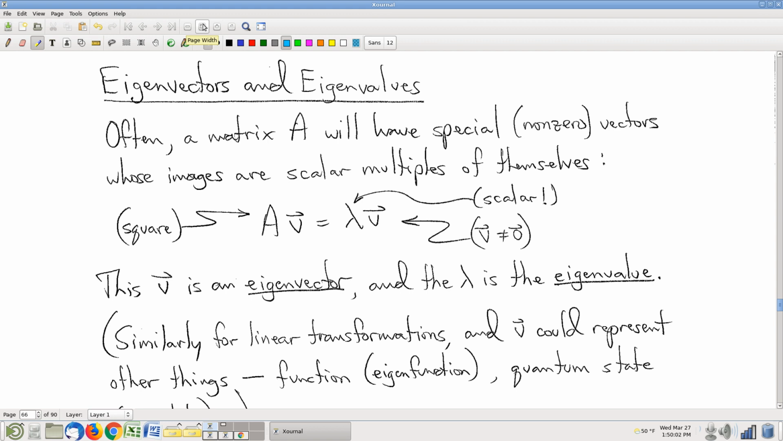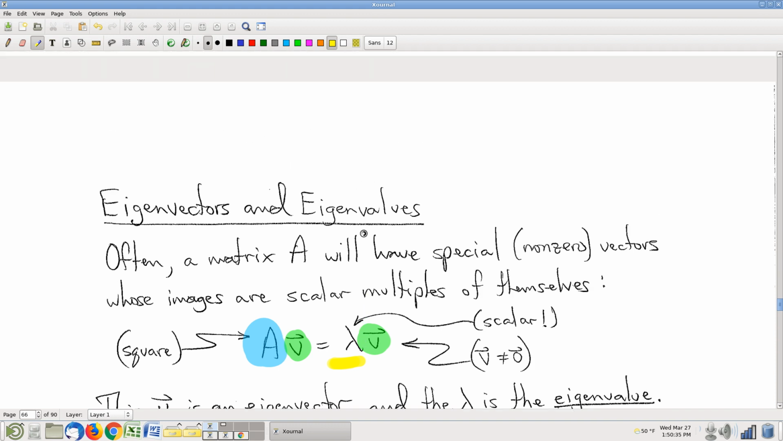Okay. All right. So here's the big equation. This is what we're interested in when we're talking about eigenvectors and eigenvalues. Given a matrix, sometimes this weird little coincidence happens. Sometimes when you multiply it by a vector v, what you get is a multiple of that exact same vector v. Certainly this does not happen every time, right?